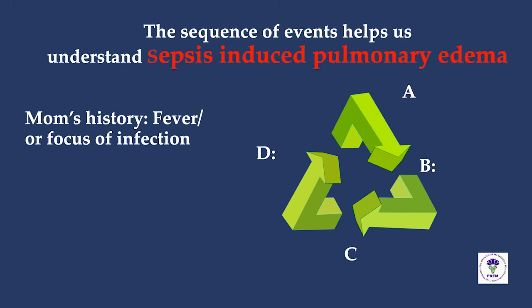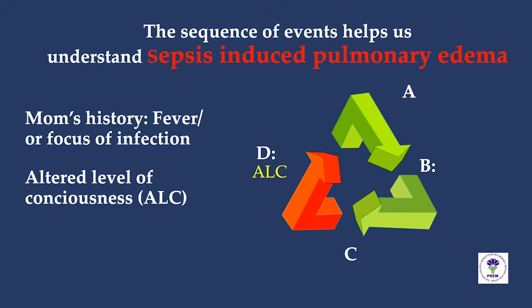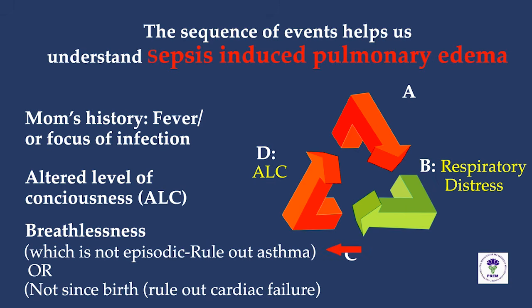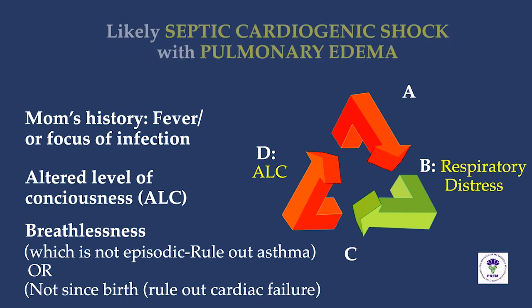First comes mom's history of fever and focus of infection. If she reports altered level of consciousness, and in such a child, she reports breathlessness, which is not episodic, we are ruling out asthma, and if not since birth, we rule out congestive heart failure. Probably this child is having septic cardiogenic shock with pulmonary edema.